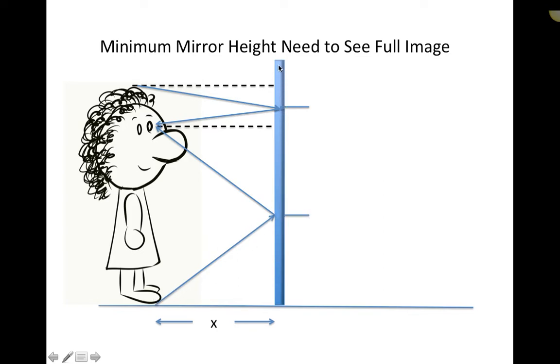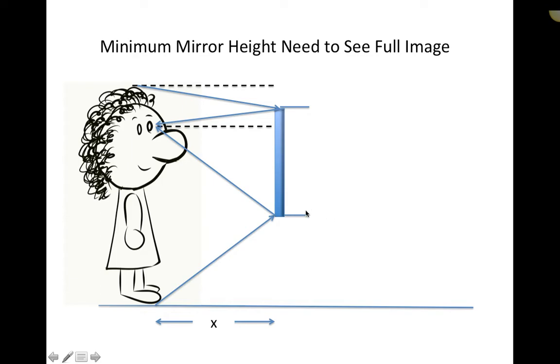So that means that I don't need this top portion of the mirror from the midway point between the top of the head and the eyes, and I don't need the bottom part of the mirror from the midway point between the eyes and the feet. So I can take away that part of the mirror and I would still be able to see the full image. So the height of the mirror here must be exactly equal to 1/2 of the height of the person, because I took the midway point between the eyes and the head and the midway point between the eyes and the feet, and so what's left is exactly half of the height of the person.